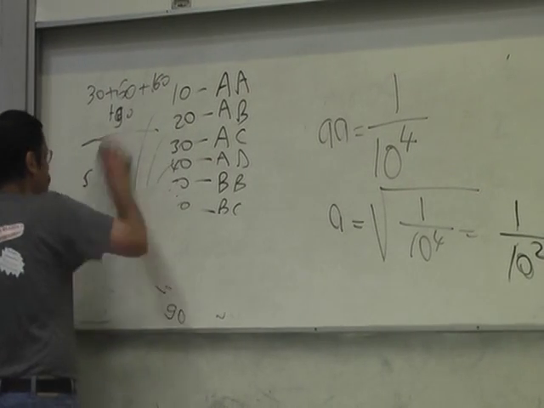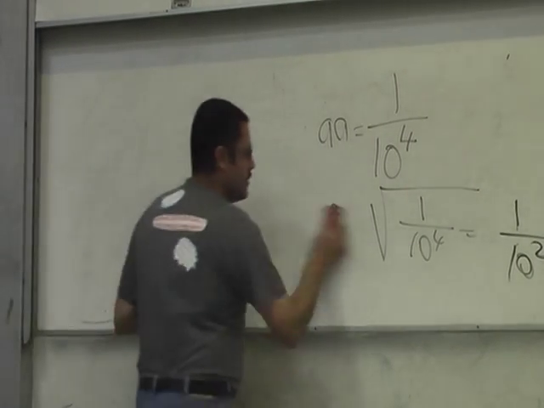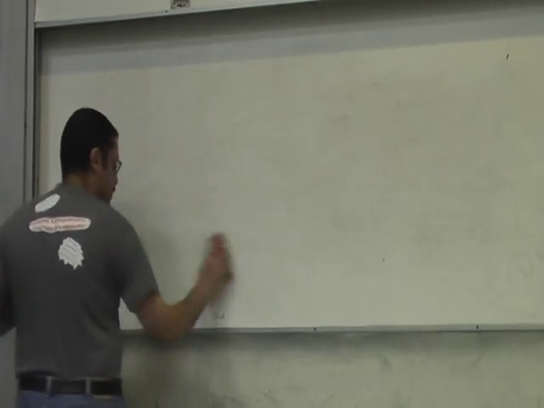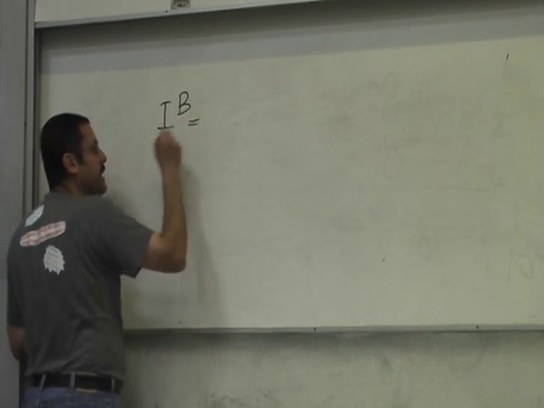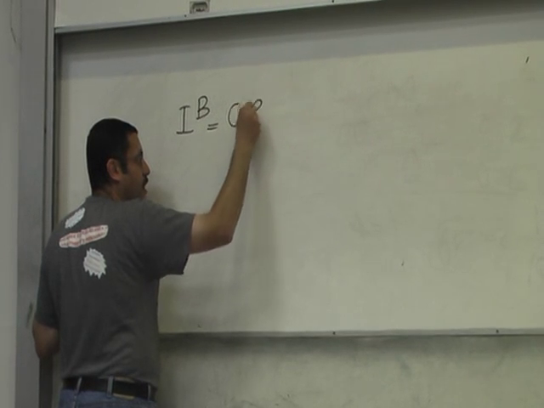Let me ask you one more question, and then we'll, at least I'll, IB is 0.3.